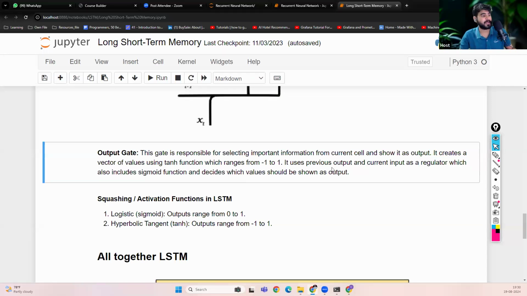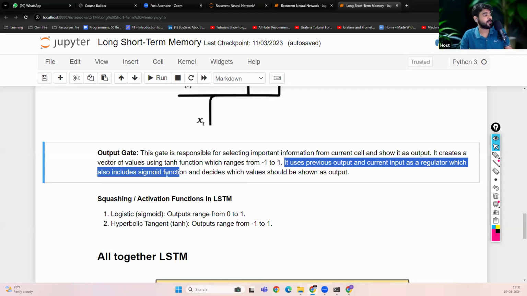So same thing that we have here. It is the previous output and the current input as a regulator, which also includes the sigmoid function and decides which values should be shown as an output. Clear?